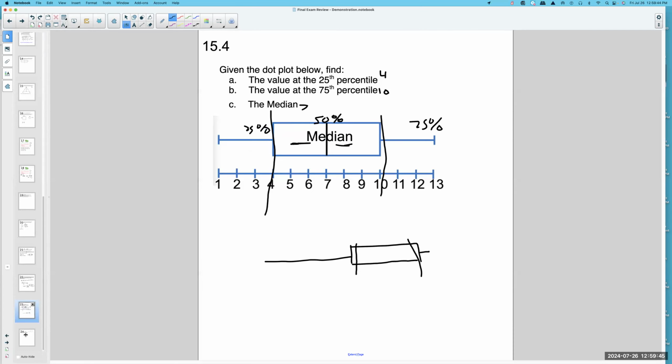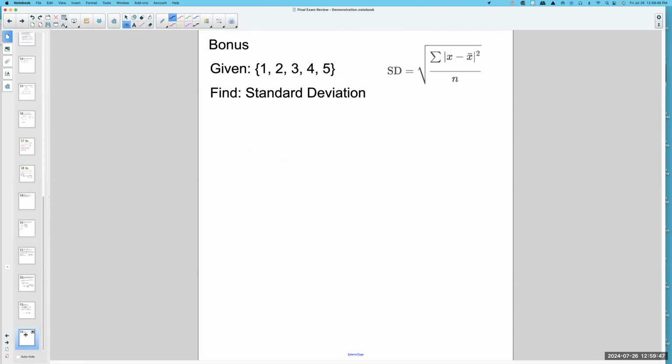Okay. And the last one here, find standard deviation. I'm recording this before we actually do this lesson, but here's how we're going to talk about it when we do this in our next class meeting.